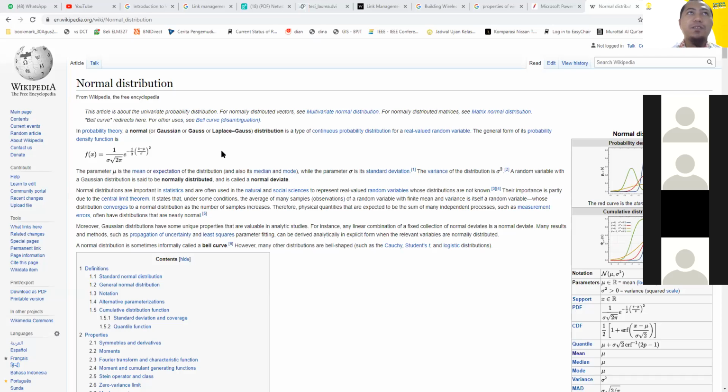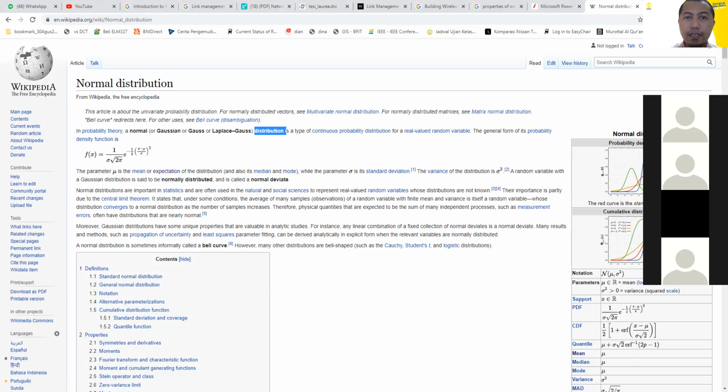And I can simply search from the internet, from Wikipedia actually. This is the normal distribution, also well known as the Gaussian distribution. What is the form of the Gaussian distribution? It is likely something like this. The probability density function, or probability distribution function, we can call it the same.